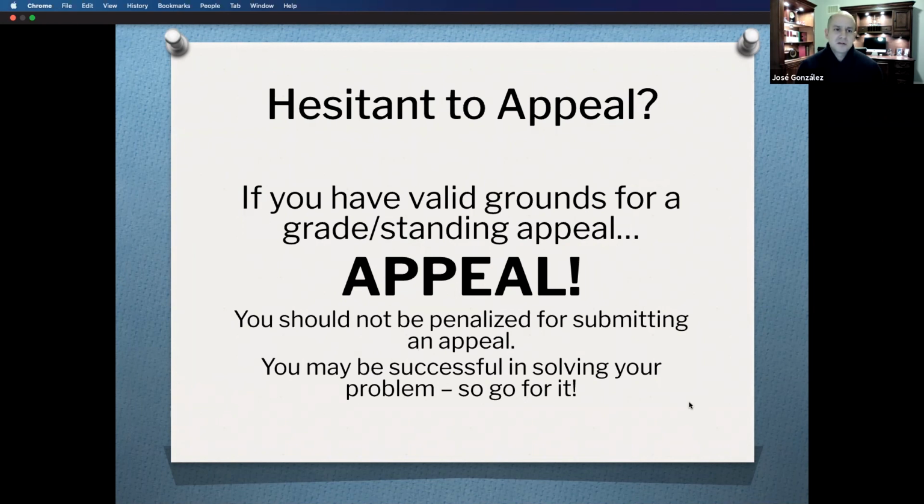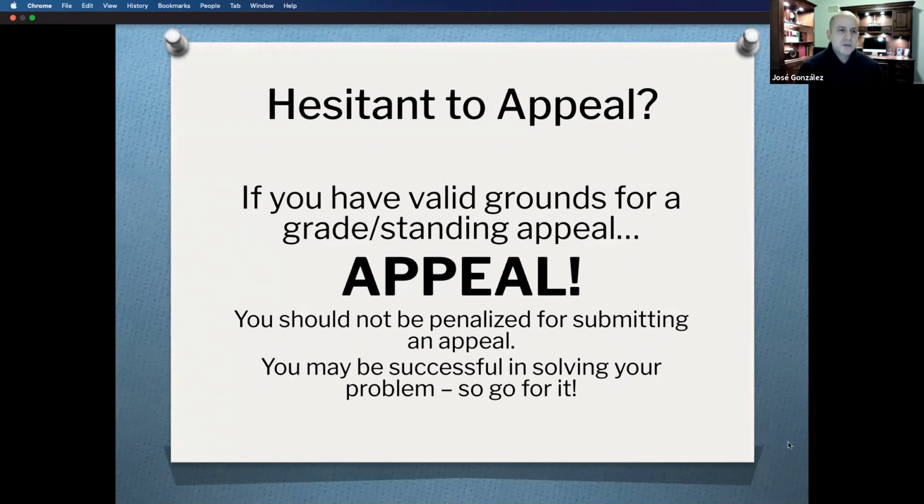They just give it a try. And if you have genuine reasons, just go for it, right? And put the time in now. It takes time just to identify the grounds, to explain the grounds, to explain the steps that you took to resolve the issue, to think about the remedy.